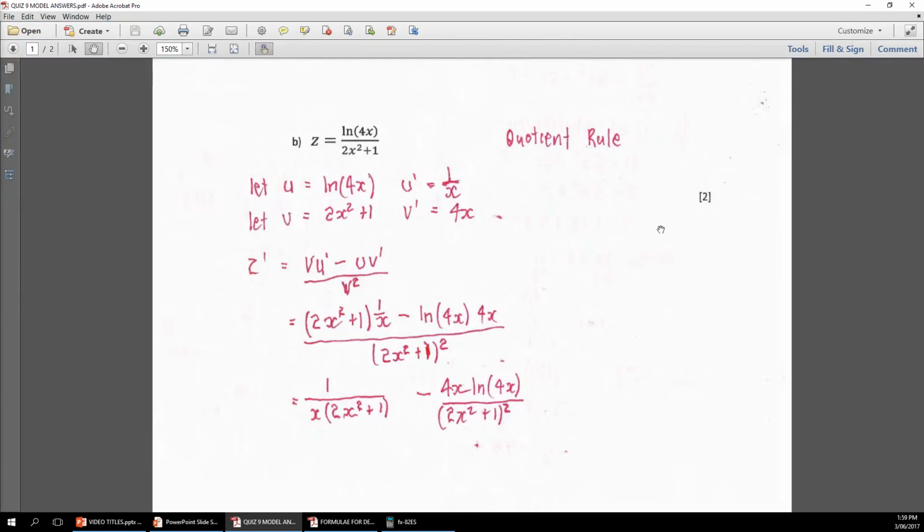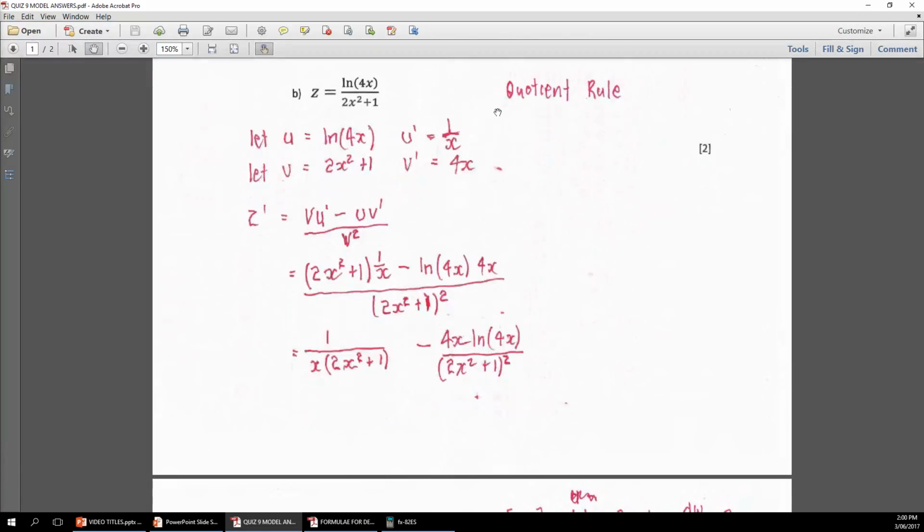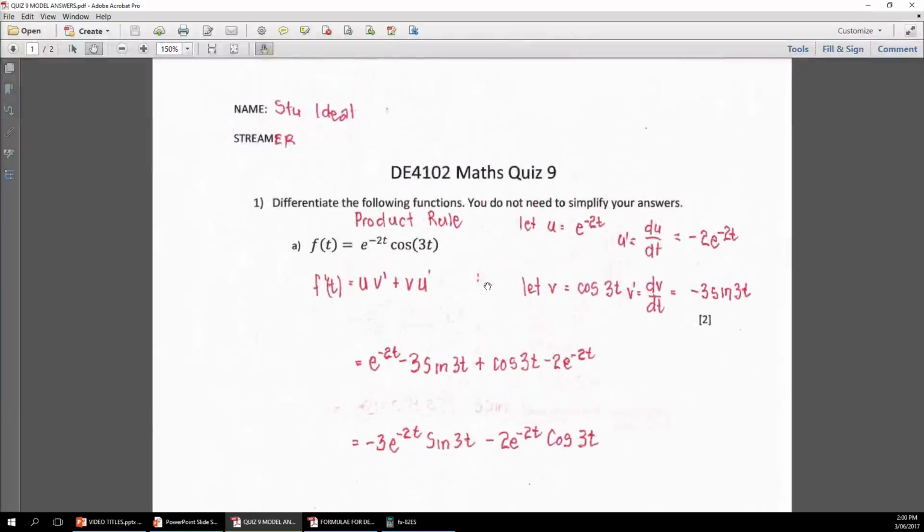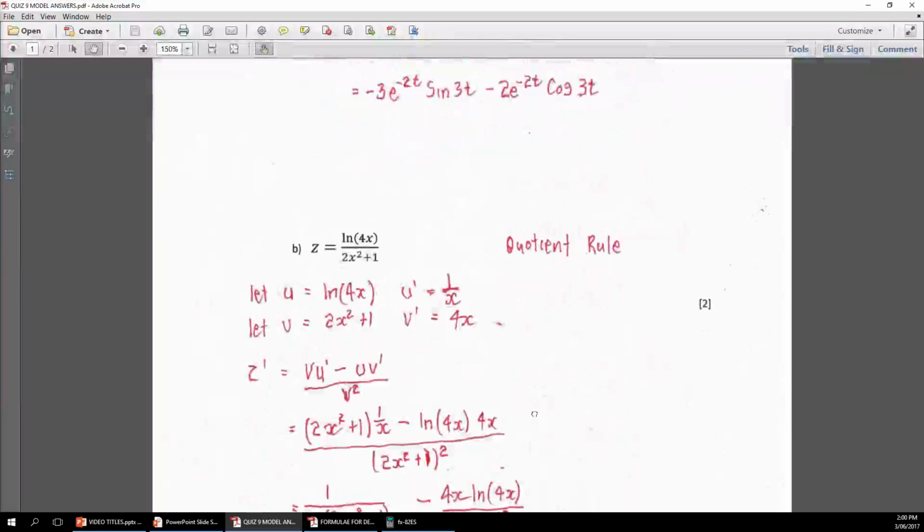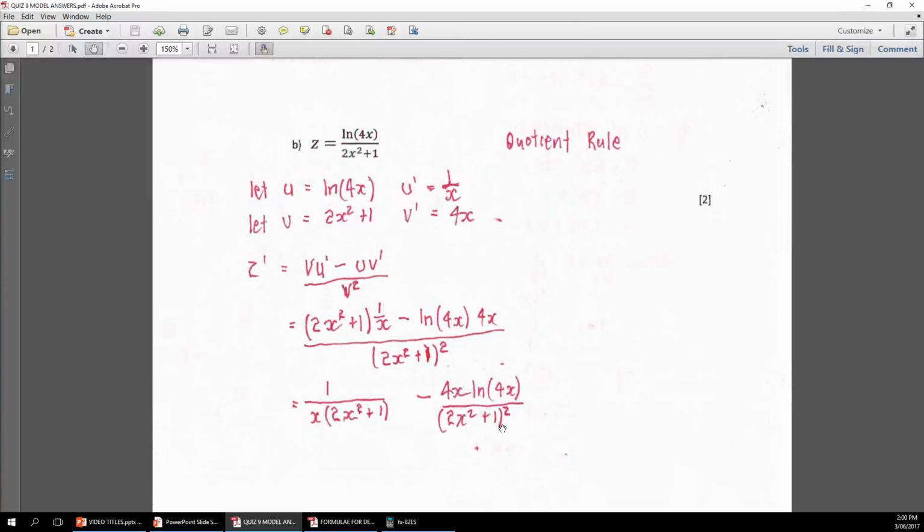Now, you could stop here, that would be an acceptable answer. You could carry on to here, and that would be an acceptable answer. But if you're a little unsure about what's going on there, don't go there, just stop here. Remember, it says at the top, you do not need to simplify your answers. So why increase the risk of making a mistake? Leave your answers unsimplified, as the question says.